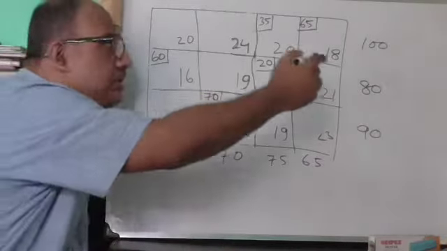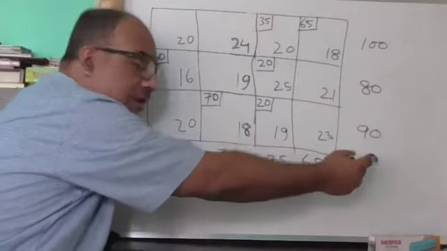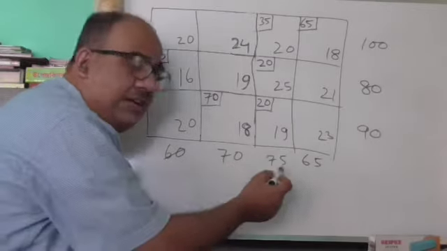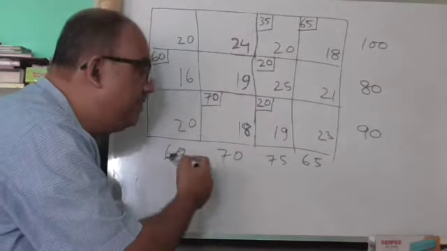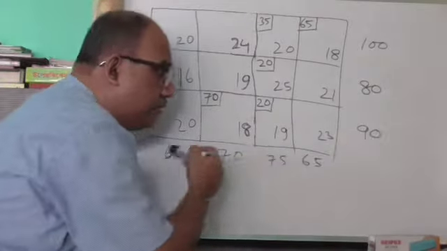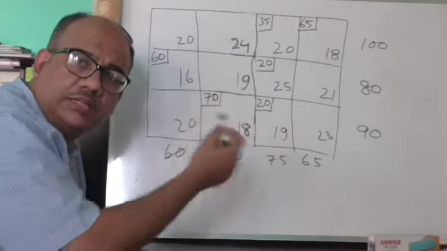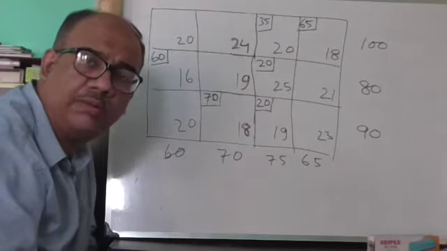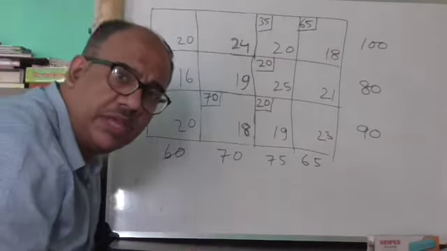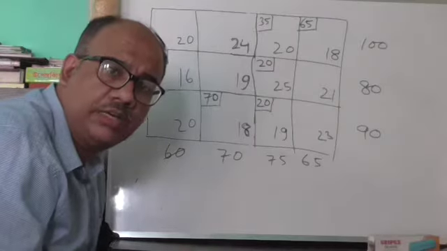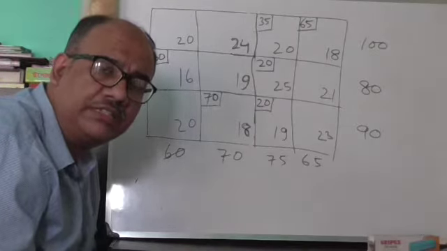Availability is for the origins, that is 100, 80 and 90 are the availabilities, and the demands for the destinations are 60, 70, 75 and 65. And if the total availability is equal to the total demand, in this case it is 270, then the problem is balanced. So if the problem is balanced, we go to the second step. In the second step, we find the initial basic feasible solution, and 3 different methods are there.